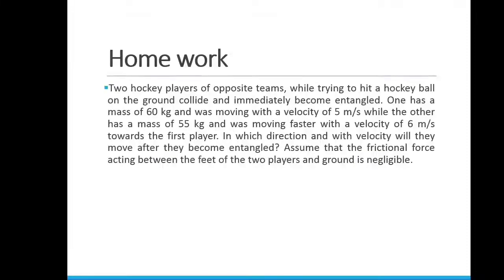Moving ahead, I have given you a homework, that is the third solved example from your textbook. Two hockey players of opposite teams, while trying to hit a hockey ball on the ground, collide and immediately become entangled. One has a mass of 60 kg and was moving with a velocity of 5 meter per second, while the other has a mass of 55 kg and was moving faster with a velocity of 6 meter per second towards the first player. In which direction and with what velocity will they move after they become entangled? You have to determine their final velocity and in which direction they will move.